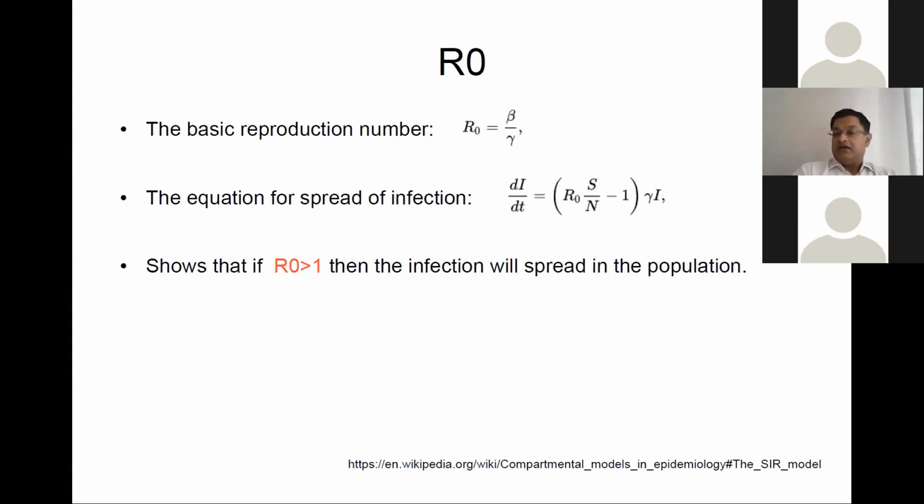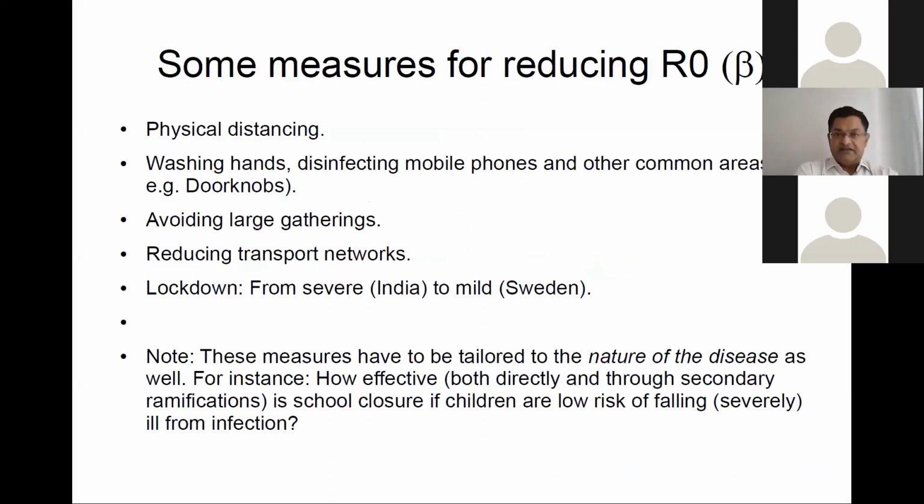And this equation actually holds at all times, but right in the very early stages, when the number of susceptible people hasn't changed and is very, very large, this fraction is almost 1. And therefore, you get to compare R0 to 1. And that's the key insight for discussing these things.